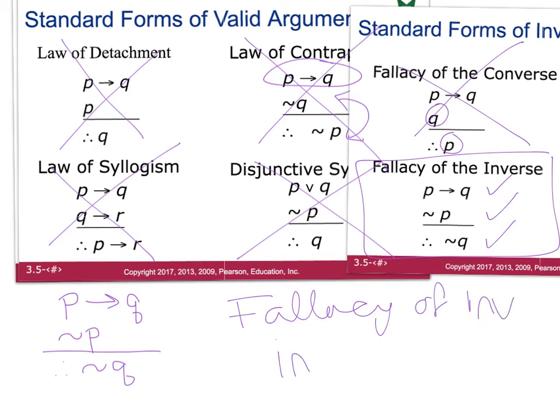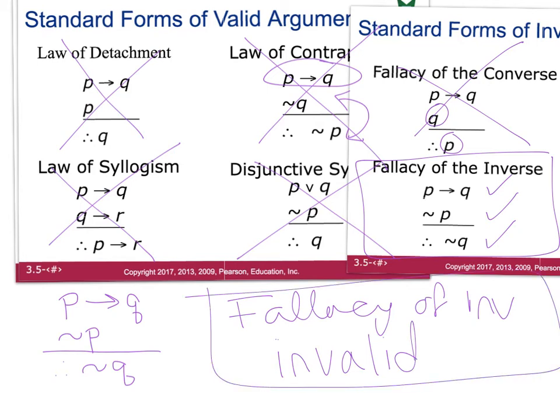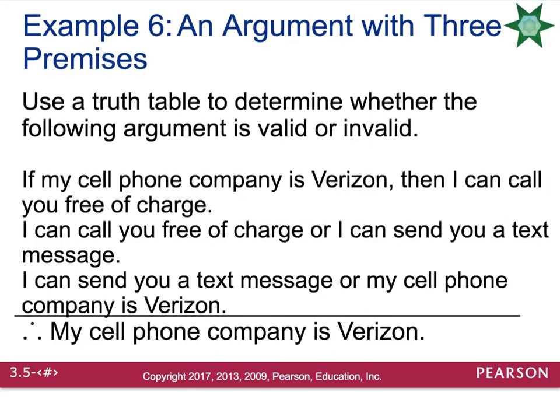is always invalid. You can do a truth table if you want to, or you could save yourself some time and just quote the fallacy of the inverse. Now, if the statement would not have fit any of those forms, you have no choice. You need to do a truth table. So let's look at one more example where we are forced into a truth table.